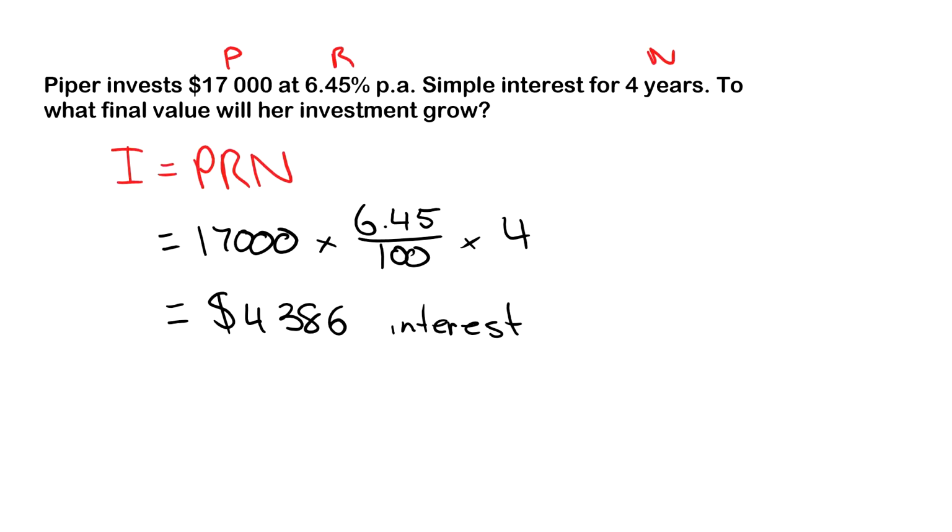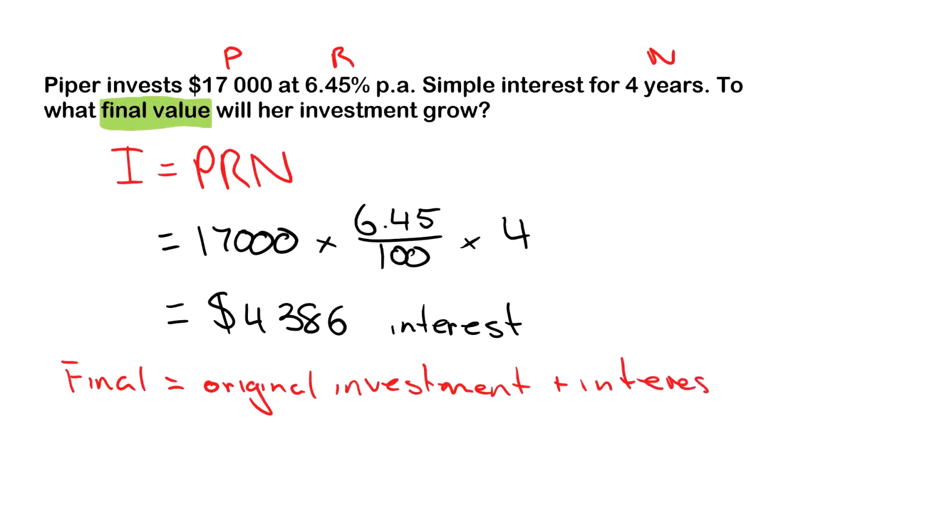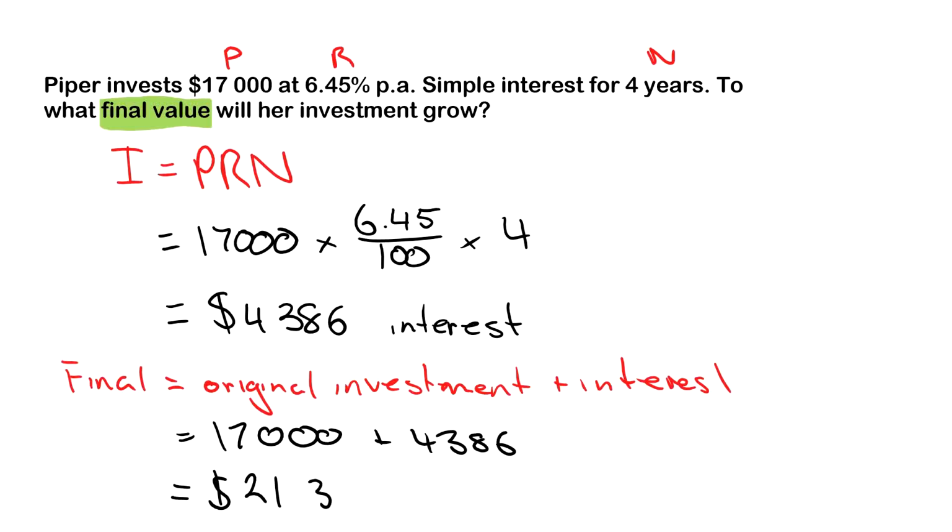But the question, if you read it carefully, asks for the final value. So the final value is your original investment plus your interest. For us, it's going to be 17,000 plus 4,386, which ends up being $21,386. So Piper has that much money at the very end of the 4 years.